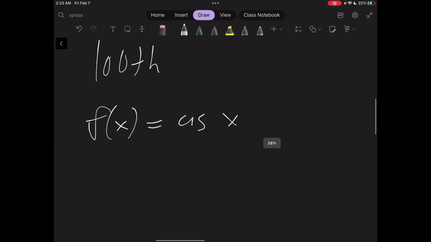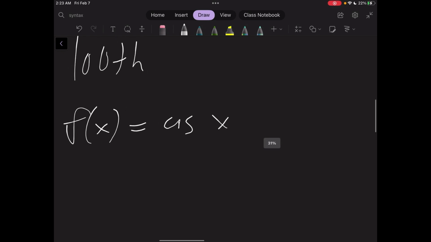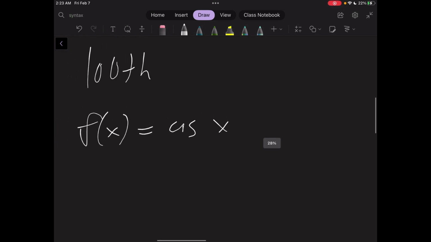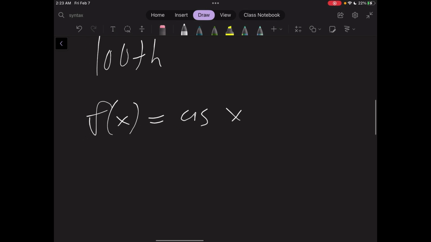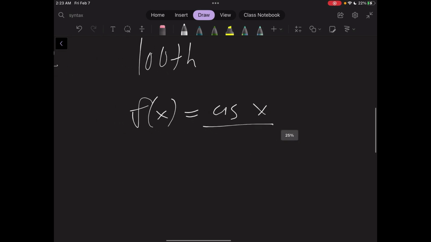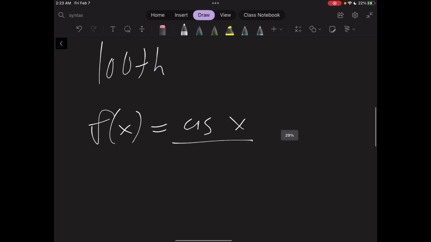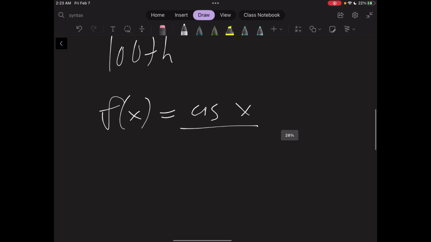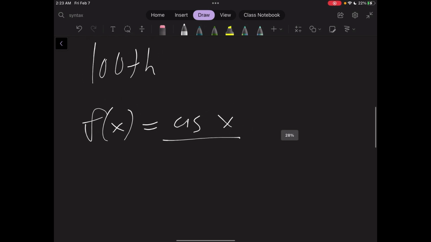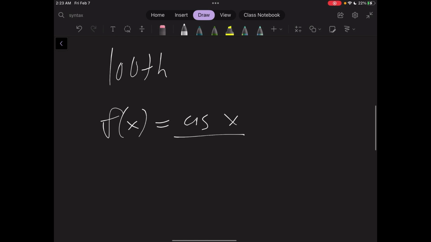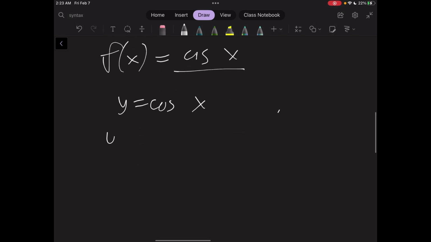Definitely we won't be able to do 100 derivatives in a 1 hour 30-minute exam, but since we're tackling trigonometric functions over here, let us try to find a pattern that will occur as we find the derivative of this function. So y equals cosine of x. If we get the first derivative of this, we will get negative sine of x.